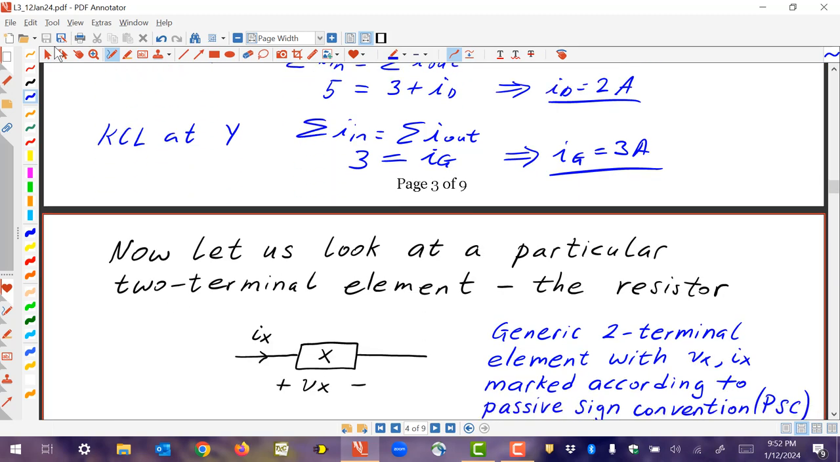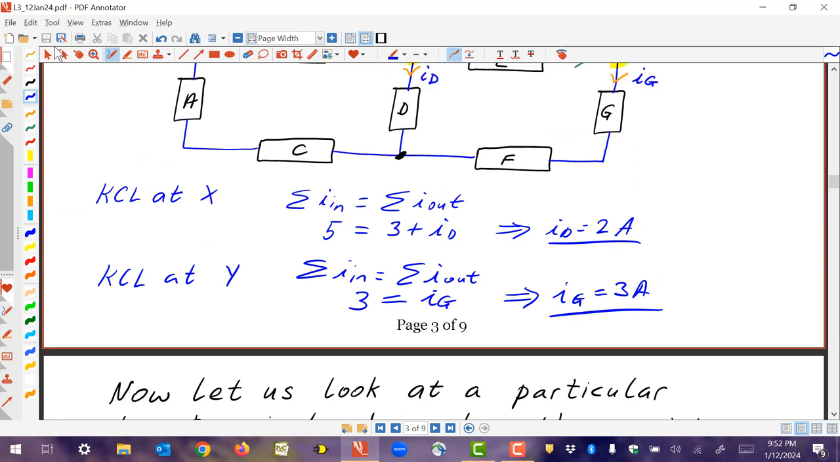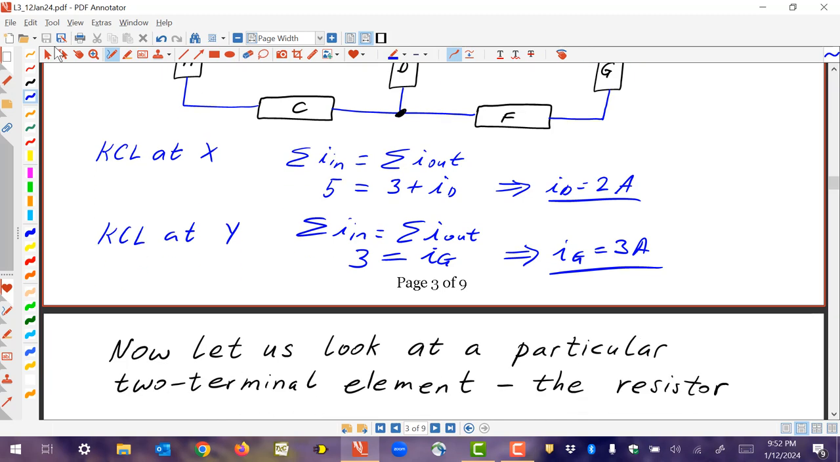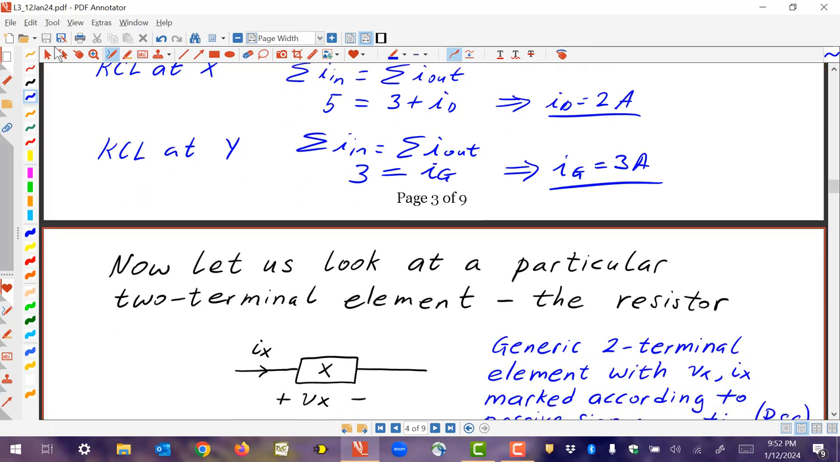Okay, so let's now look at a particular element that goes in one of these boxes. So far, we just had these boxes A, B, C, D. What are they? Well, so far, all we were told is that there's a voltage across it and there's a current through it. Okay, you can measure a voltage, you can measure a current across this two-terminal element X. But what are some examples of two-terminal elements? Well, one element is the resistor, right?